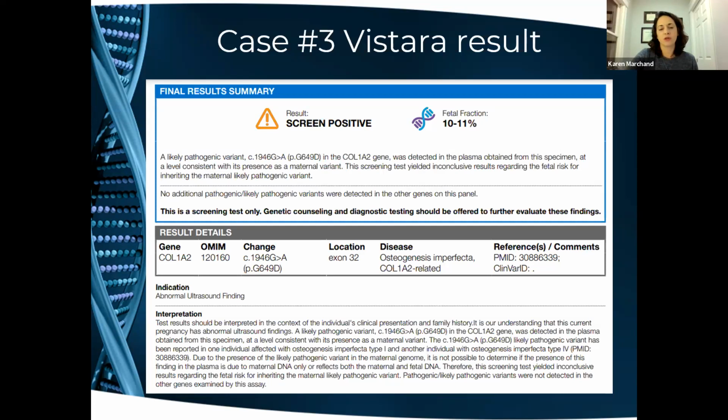I think we're also learning, though, that perhaps there's more variability in OI than we previously appreciated, because I know that in clinics that are ordering Vistara more regularly, they've actually seen several maternal OI variants detected.